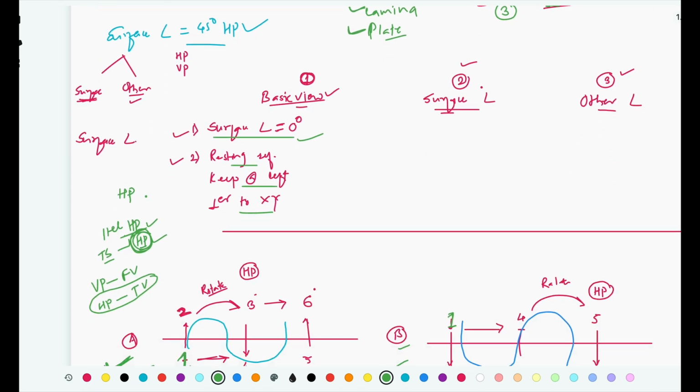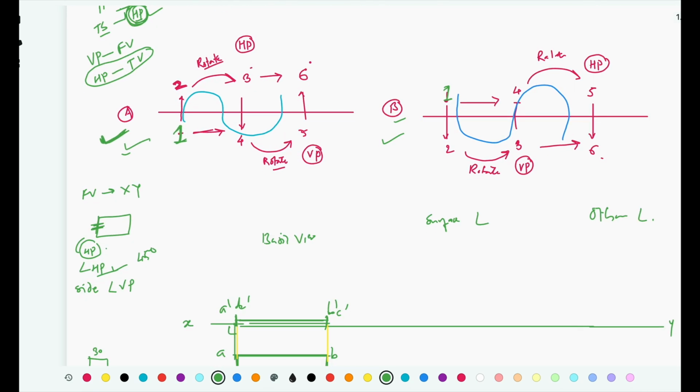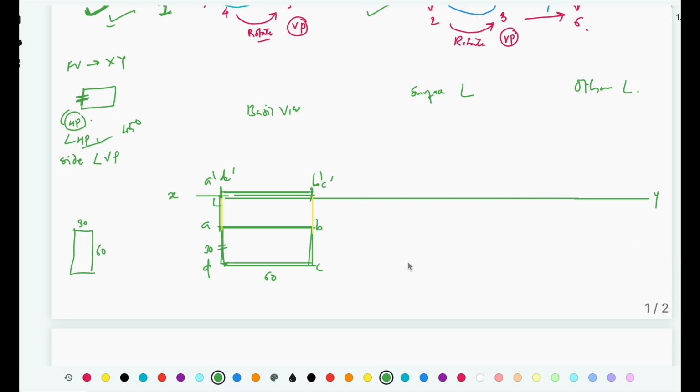Yes, the surface is 45 degree inclined to HP and the side is 30 degree inclined to VP. So by keeping some random distance, first locate A dash, D dash. This point must remain on the XY line, because the question statement says that this side is in HP. If it is to be kept in HP, it means its front view should remain on the XY line always. So at some random distance from this front view, locate the A dash, D dash first.